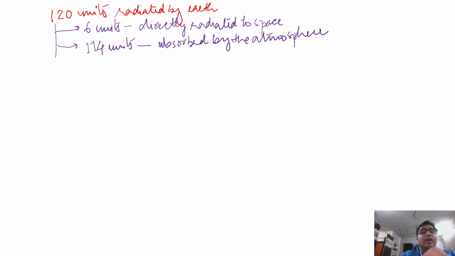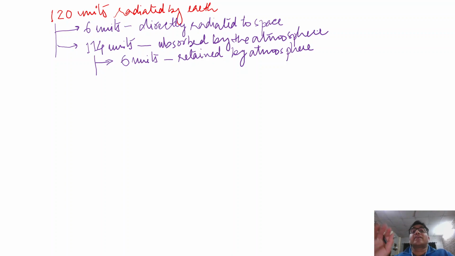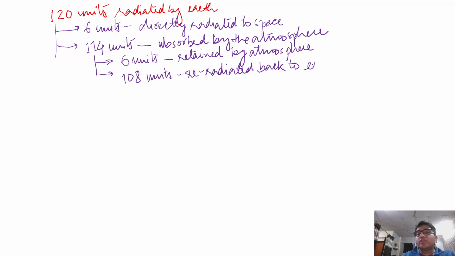Now what does the atmosphere do? It's again a very tricky process. Of this 114 units, the atmosphere retains 6 units because of the gases. See, gases are very selective absorbers. They do not absorb the entire amount of energy. Also remember that not all gases absorb the heat in a similar way. Nitrogen has the least absorption quality, while oxygen, ozone and carbon dioxide absorb in the best way possible. So they have the maximum absorption capacity. Out of this 114, 6 units are retained by the atmosphere, and 108 units are re-radiated back to the earth.